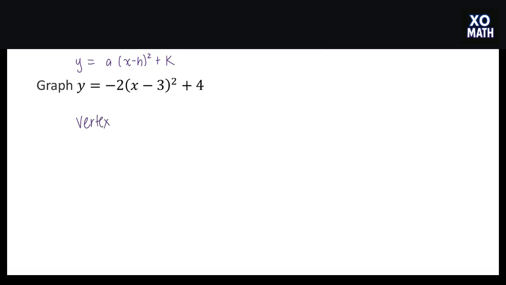The vertex is the point h comma k. So in this example, the vertex is going to be +3 and +4. So the vertex here is 3, 4. The way I like to think about it is that it's the opposite of the number right here next to x. So since this was a -3, it's +3. And then the k value we take as is. So +3, +4 is the vertex.